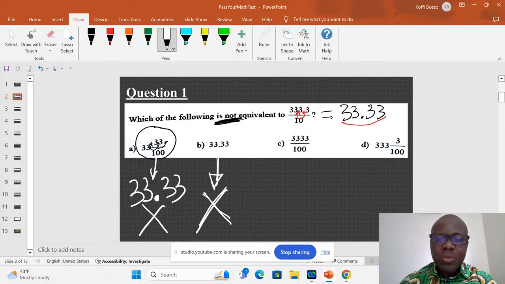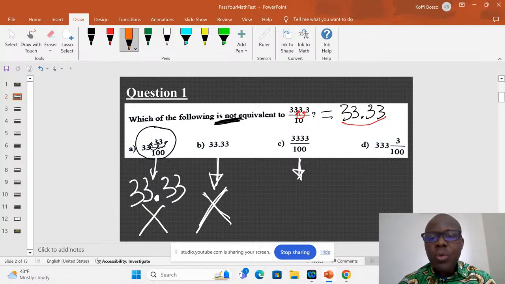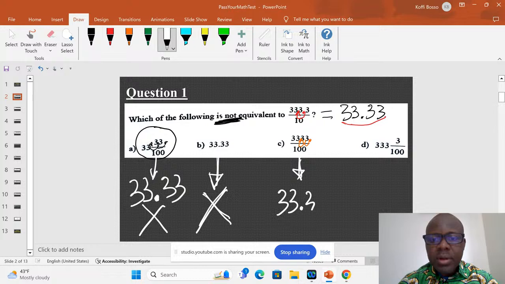Now, the next one, this one here. We have 3,333 divided by 100. So again, we'll try to move the decimal two places, because we divide by 100. When you have a whole number, know that the decimal is here. So this is like 3,333.00. You move these two places to the left. So this gives you 33.33, the same as 33.33. So this is not the correct choice because we want the one which is not.